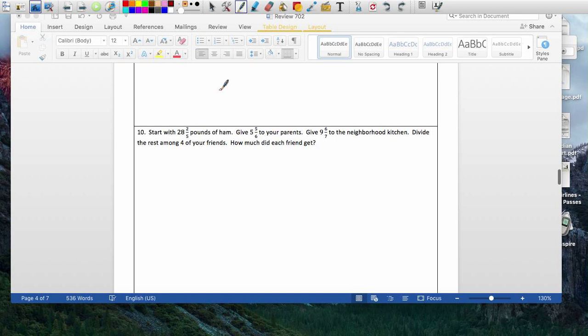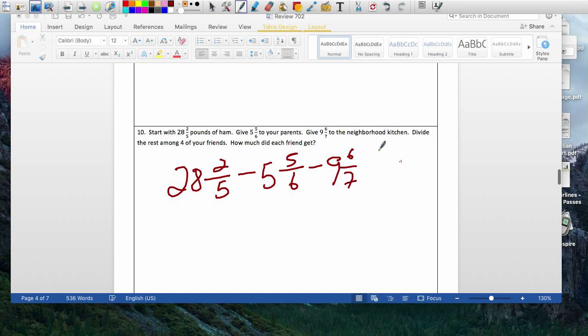Okay, so 28 and 2/5 pounds of ham. You're going to give this away to your parents, and then you're going to give this away to your neighborhood, and then whatever is left over, you're going to divide it by 4. So this looks like this as an expression. So we have to find this out first.